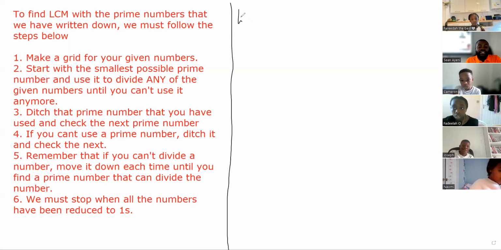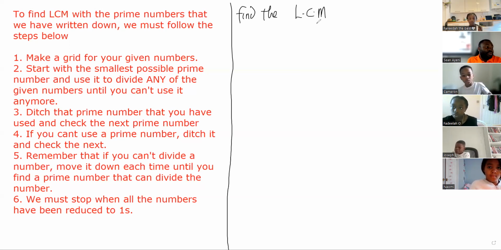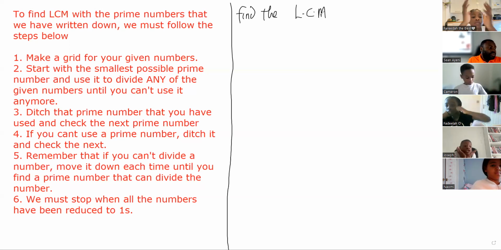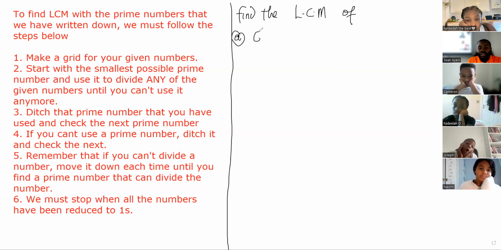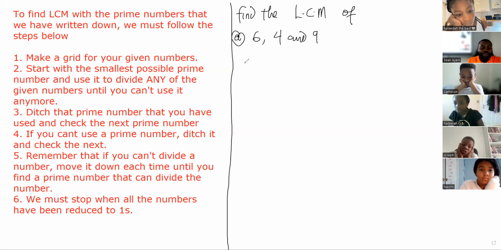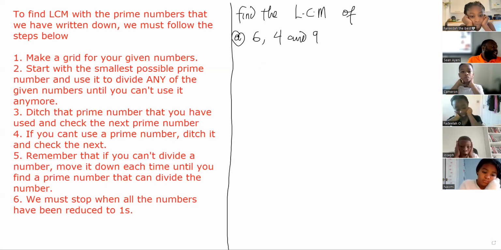So it's find the LCM. Resting position, everyone. This is not writing time. Resting position. Find the LCM of the first one. We have 6, 4, and 9. So step 1 says what? Make a grid for the given numbers.